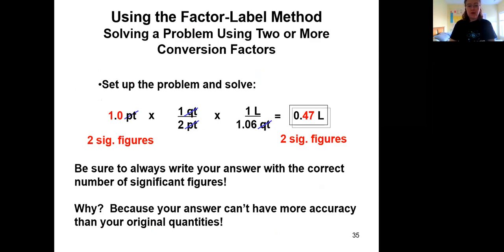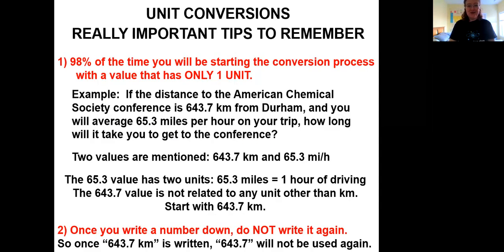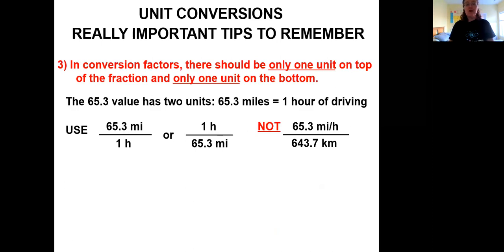Oops, I went up. All right. We can actually solve this? Oh, we are. Okay. In unit conversion factors, there should be only 1 unit on top of the fraction and only 1 unit on the bottom. You know when we're going to see this soon? It's when we convert between grams and milliliters using density.